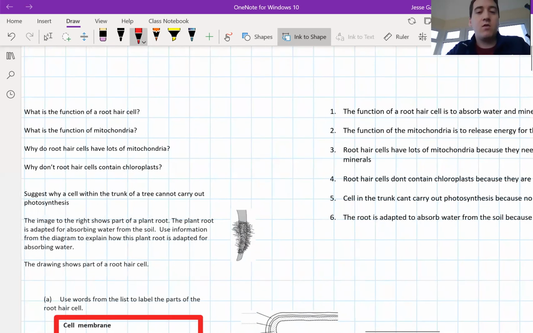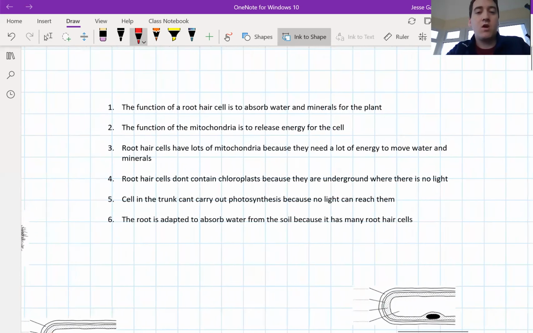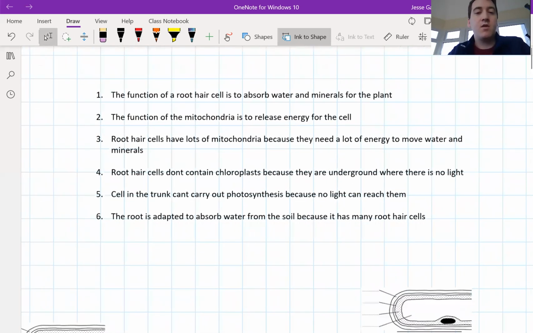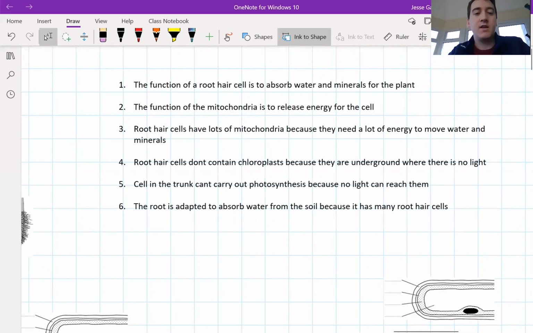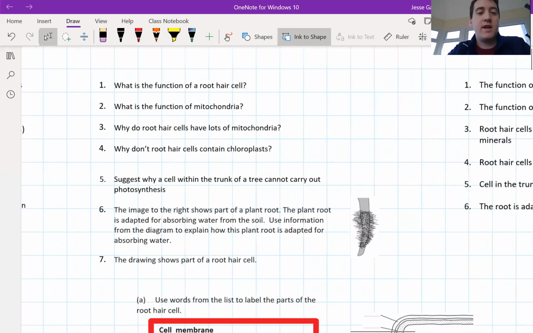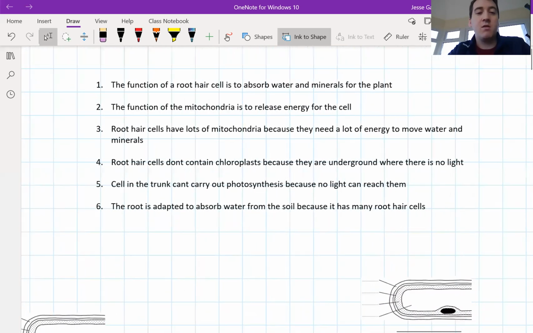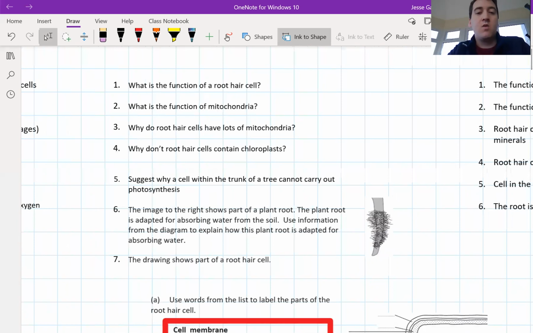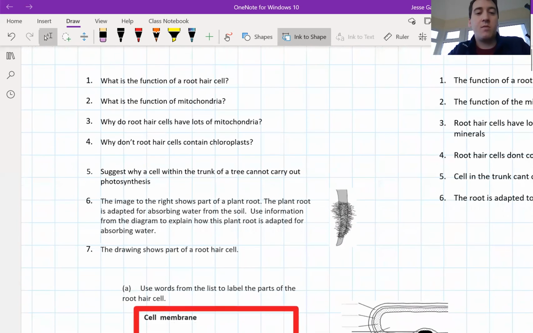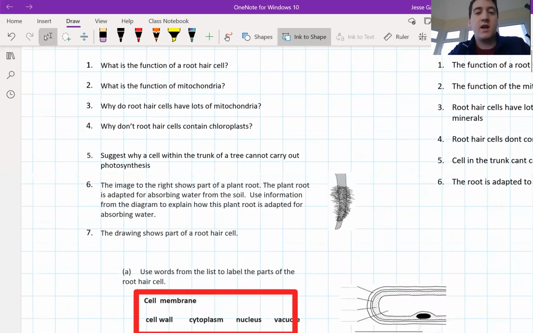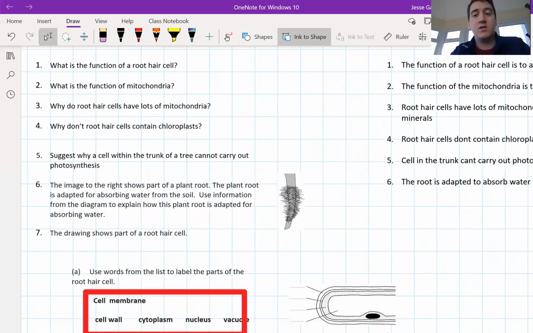The function of a root hair cell is to absorb water and minerals for the plant. The function of the mitochondria is to release energy for the cell. The next question said, why do root hair cells have lots of mitochondria? They need lots of energy to move the water and minerals. Why do root hair cells not contain chloroplasts? Well, they're underground and there's no light there.